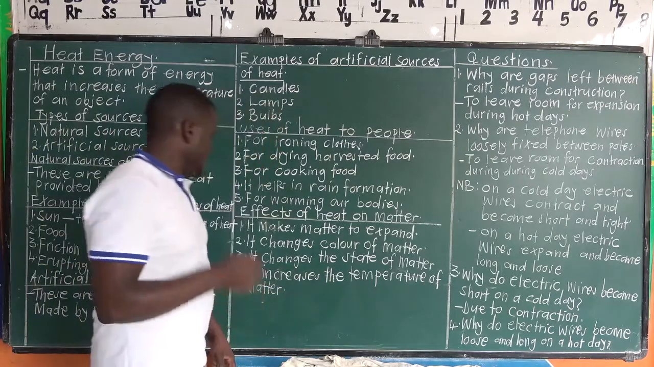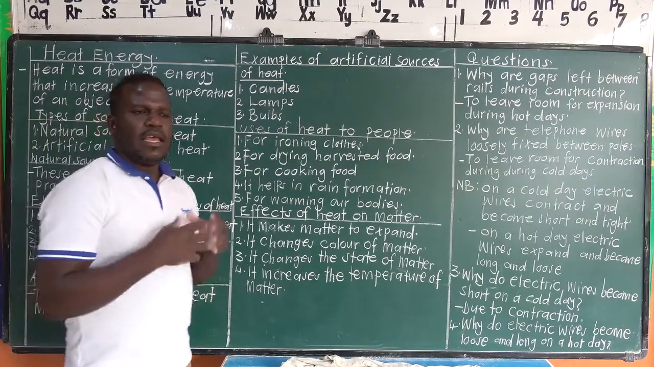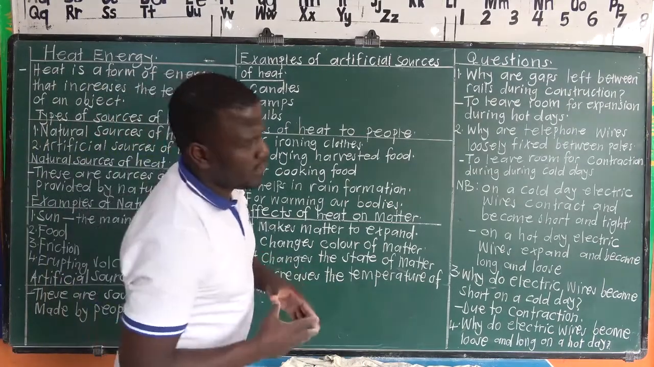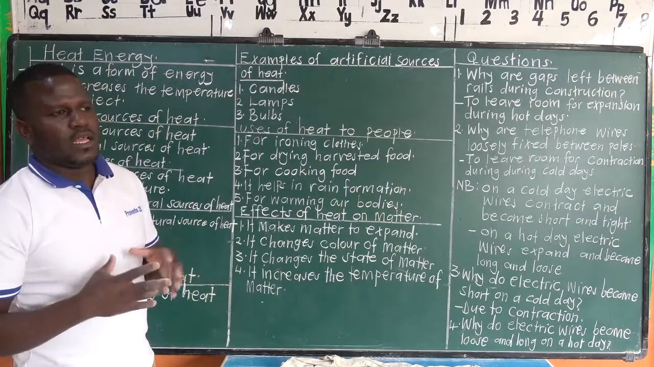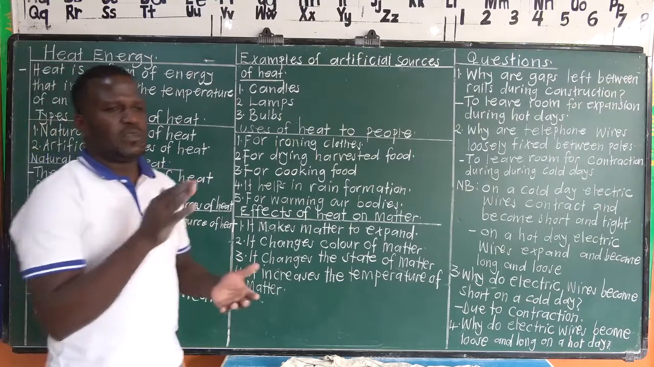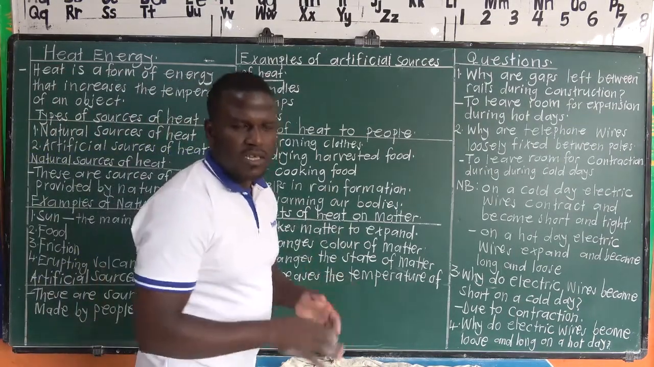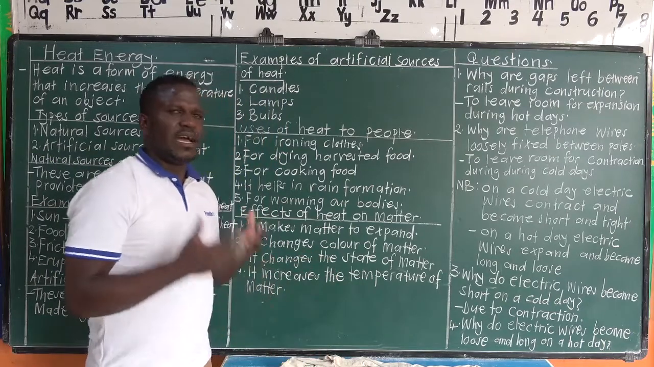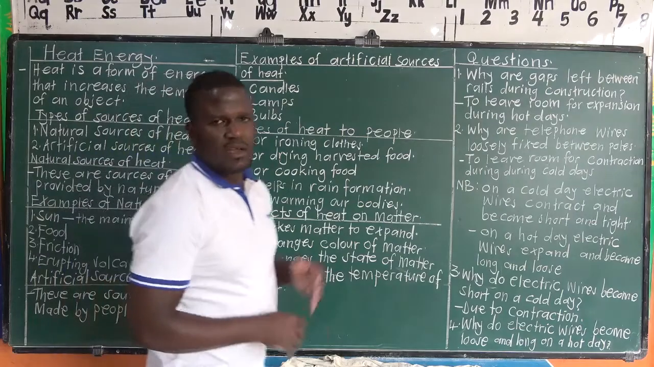Then lastly, heat increases the temperature of an object. That's why if you put something under the sun, especially a metallic object, and you touch it, you find that it is hot. That means that its temperature has increased. So heat increases the temperature of matter.